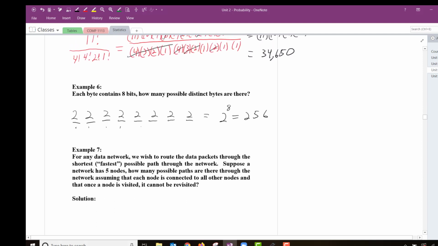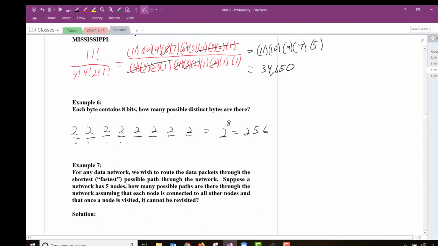There we're just using the basic multiplication rule, didn't require any factorial, because each position always had 2 choices. It wasn't decreasing as we filled in the list.